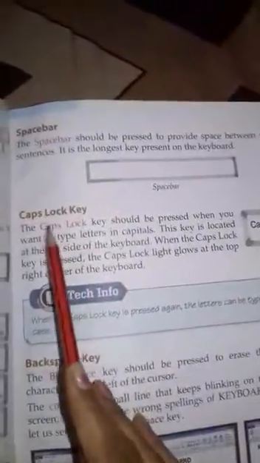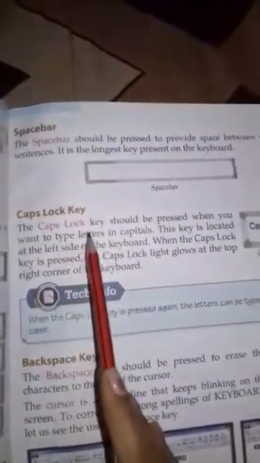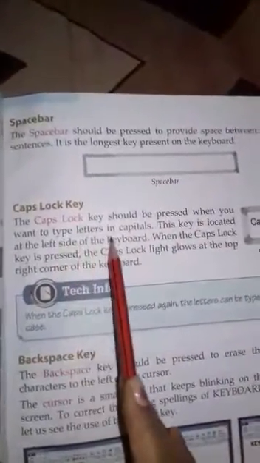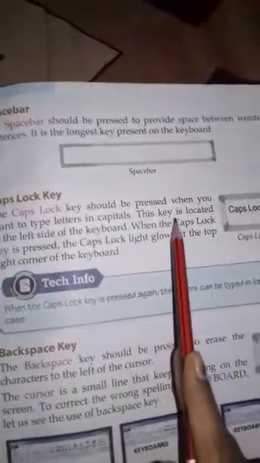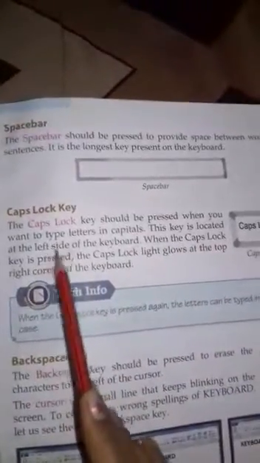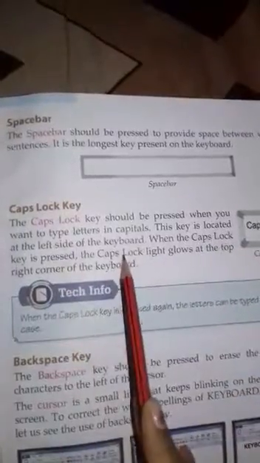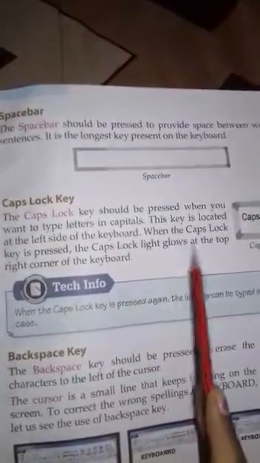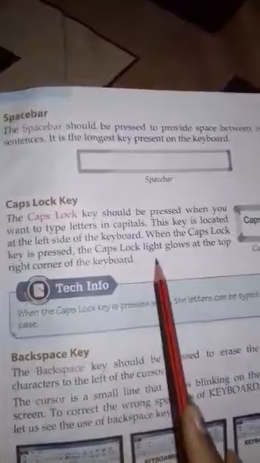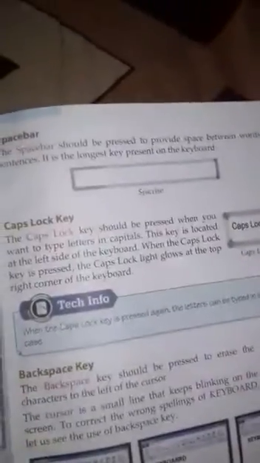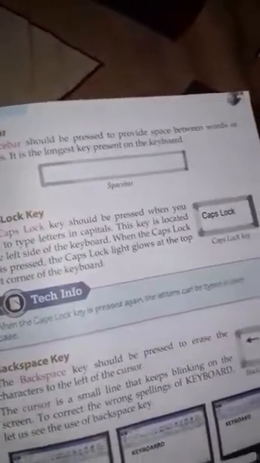Then comes your caps lock key. The caps lock key should be pressed when you want to type letters in capital. This key is located at the left side of the keyboard. When the caps lock key is pressed, the caps lock light glows at the top right corner of the keyboard. So children, this is your caps lock key, which is present on the left side of the keyboard.